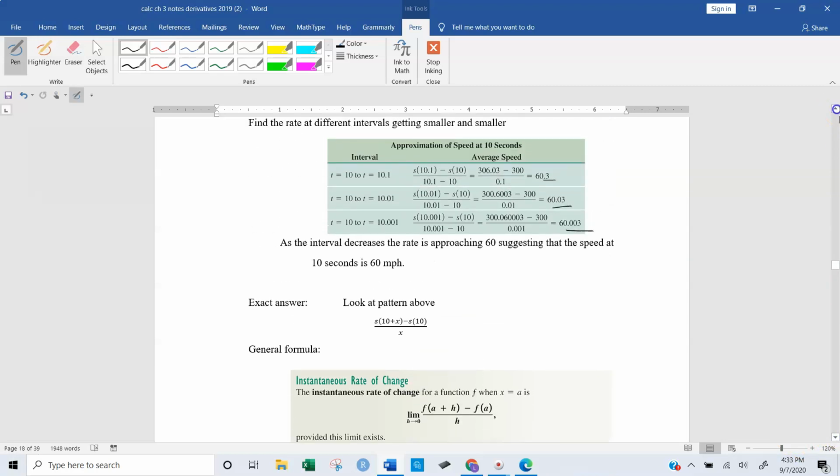And if you look, what we're doing is we're taking 10 plus x, right? Minus your original all the way through, all over the x. So this is 10 minus this, so your x was 0.01, right? That's all we're doing. This is our pattern. Okay, this is called instantaneous rate of change.